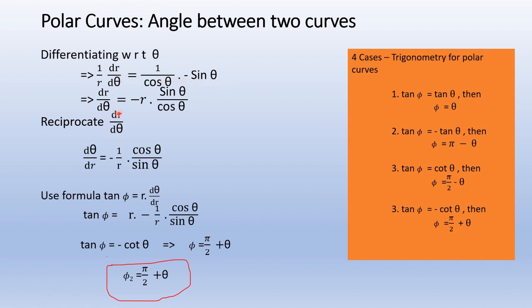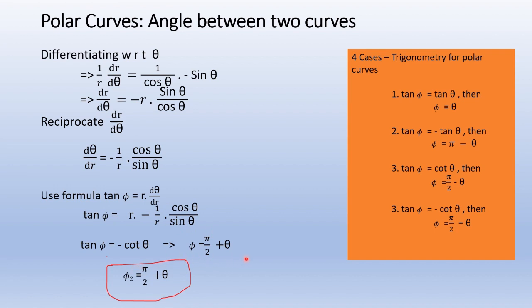Reciprocate dr by d theta. We get d theta by dr is equal to minus reciprocal of r is 1 by r and reciprocal of sin theta by cos theta is cos theta by sin theta. We get d theta by dr this. Using the formula tan phi is equal to r d theta by dr, putting the value of d theta by dr, and simplifying we get minus cot theta. If tan phi is equal to minus cot theta, then phi is equal to pi by 2 plus theta.